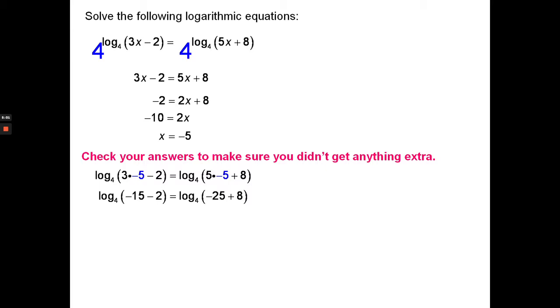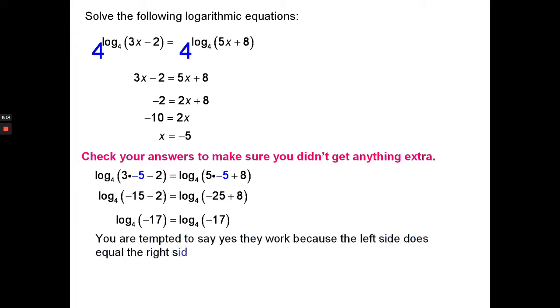5 times negative 5 is negative 25. And then we are going to just simplify. And now most of you are like, oh, yay, we got the left side to equal the right side. But are we allowed to do the logarithm of a negative number? Okay. The answer is no. So in this case, we actually have no solution.